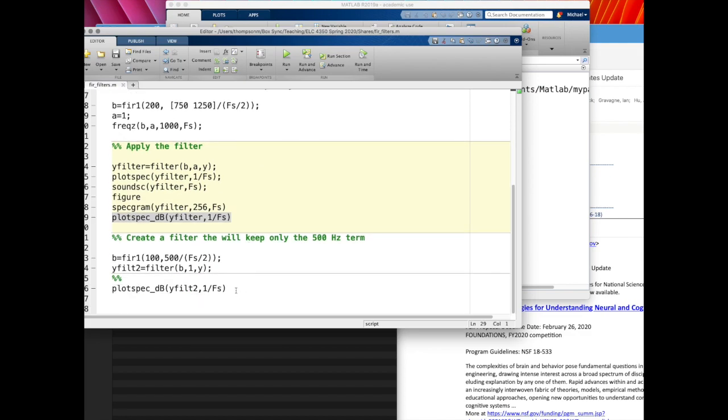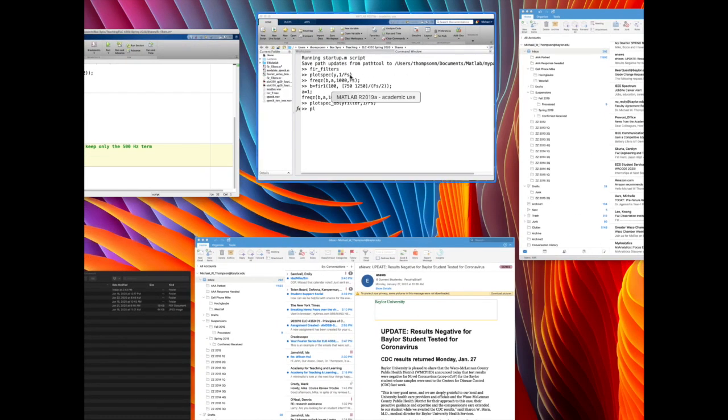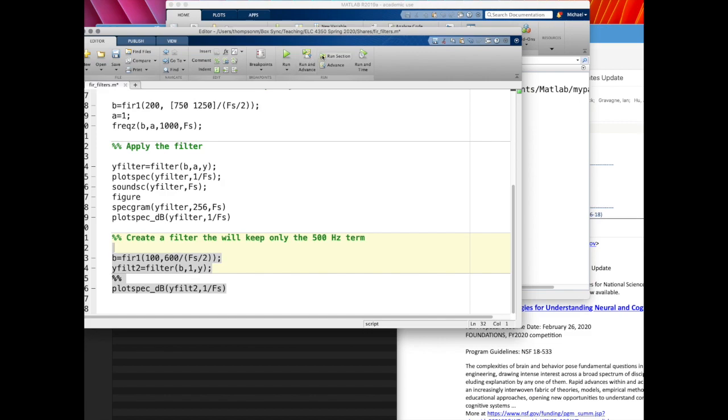All right, we could do the same thing and repeat this process and keep only the 500 hertz term. And in that case, a low pass filter would do that. So maybe you'd want to go a little past 500 to make sure we keep it. So maybe out to 600, and then apply the filter and the plot spec dB, and take a look. Let me run.